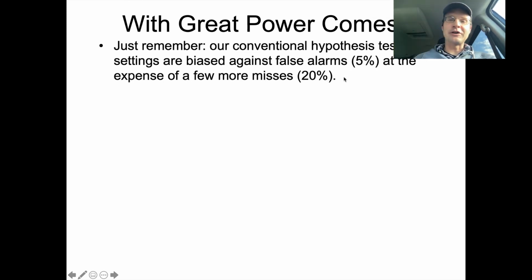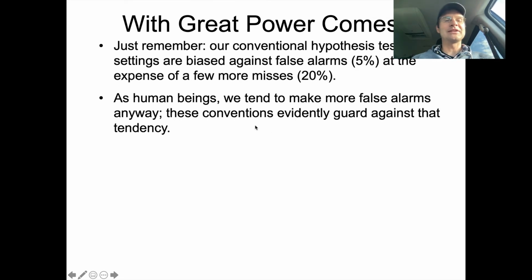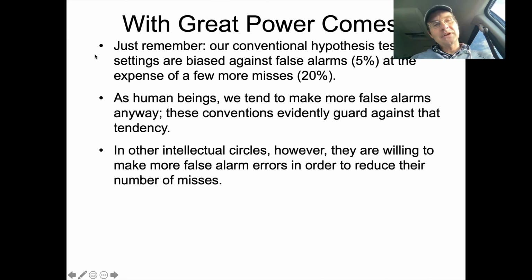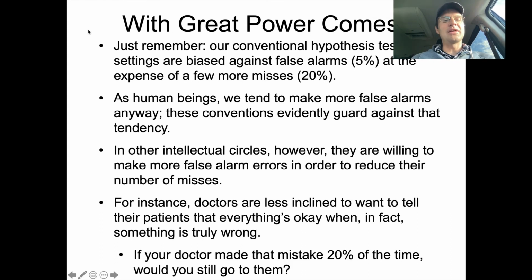You could get fewer mistakes than that, but the conventional settings are biased, like I said, against making these mistakes, against making the false alarm mistakes. It's because as human beings, we tend to make more false alarm mistakes anyways. So the conventions guard against that tendency. But in other intellectual circles, that's not necessarily the case. In other places in the world, they're willing to make more false alarm errors in order to reduce their number of misses. So one case where you might think about this is going to see your doctor.